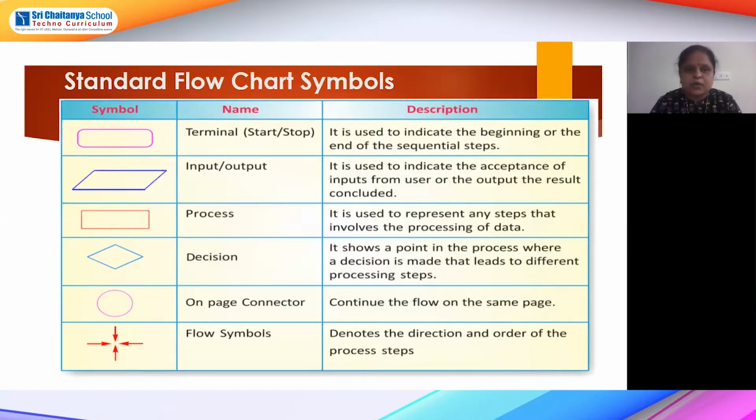I'll show you. Okay. The first symbol you can see, you can call it a rounded rectangle or oval shape. That indicates the start and the stop, means the beginning of the flow chart as well as the end of the flow chart. So at the beginning we start the flow chart with the symbol, and at the end also we will write the stop command using this symbol. This is called a terminal symbol.